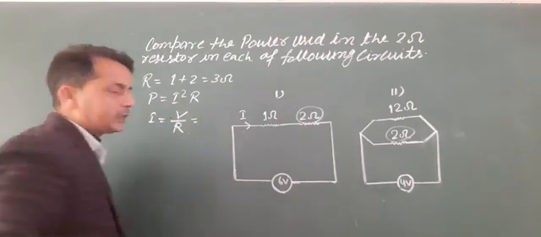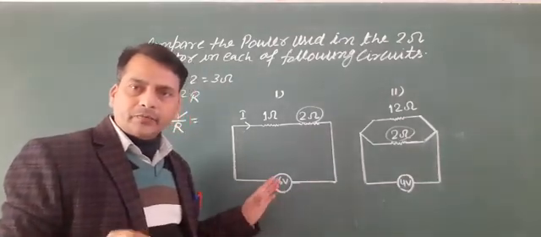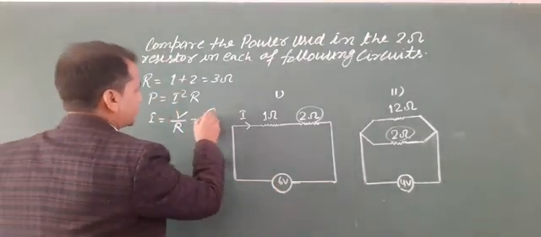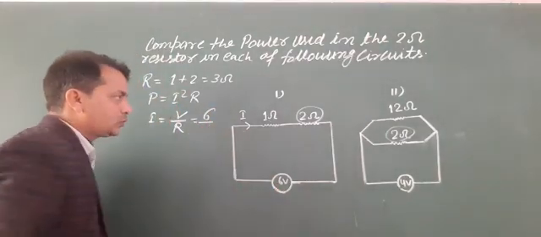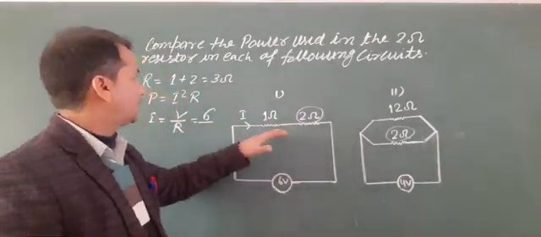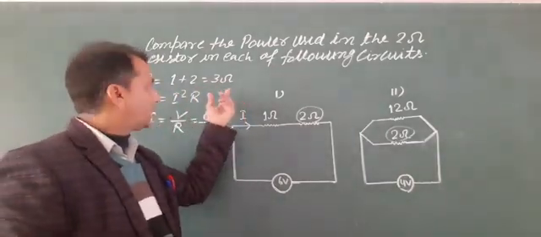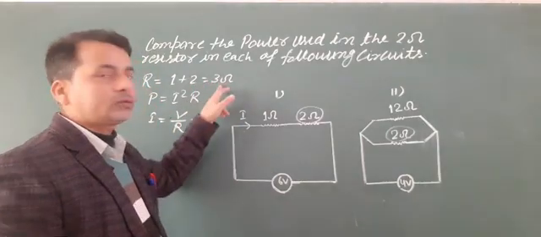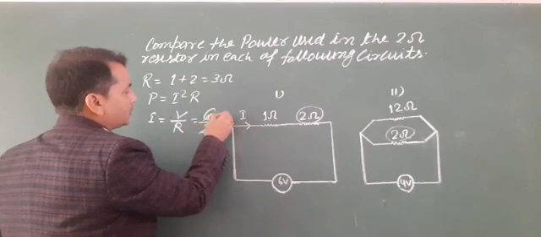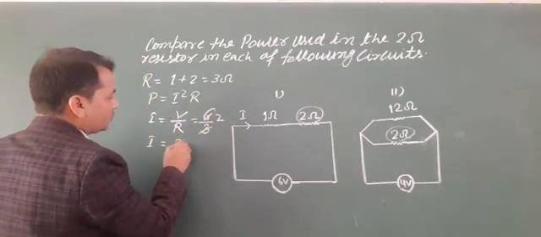The potential difference given in the circuit is 6 volt, so the value of V equal to 6. Now the resistors 1 and 2 are in series combination, so the effective resistance calculated is 3 ohm. Then put the value of R equal to 3 here, that is 6 by 3. Then we can see that I equal to 2 ampere.